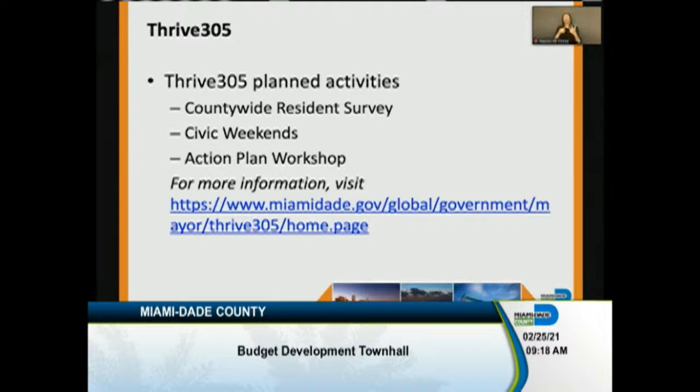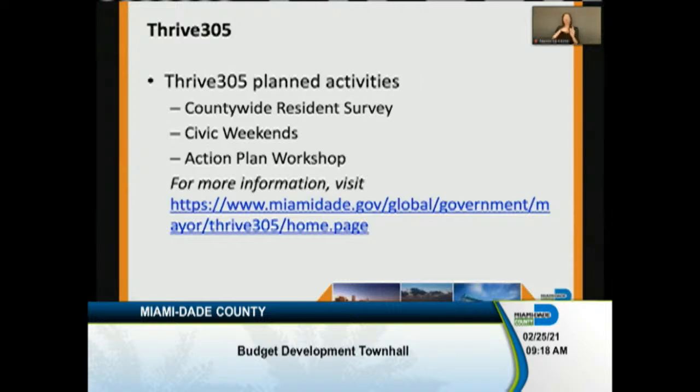This is a bottom-up, community-driven policy framework that will center on an equitable recovery and laying the groundwork for a thriving community. Thrive 305 activities include a countywide resident survey that is now open through the end of the day on Friday, February 26. This survey seeks input on a wide array of services, and your participation is encouraged.